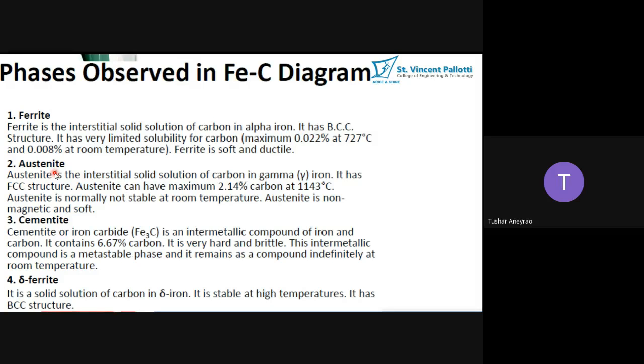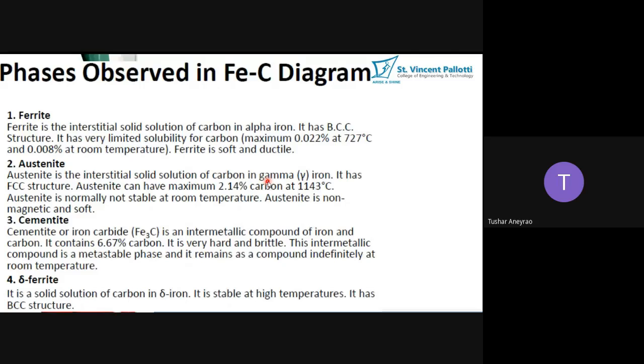So for that, this knowledge of phase is very much important. So try to pay proper attention, right? Austenite is the interstitial solid solution of carbon in gamma iron, and it is giving us the gamma phase, which is called the austenite phase, and it has an FCC structure.